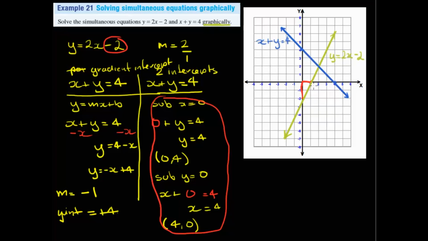You can see that these two lines intersect at that point there, and that point just happens to be the point 2, 2. So the point of intersection is 2, 2. Now that's what simultaneous equations mean. It's the one point where these two lines simultaneously intersect. In other words, these two lines hit that point simultaneously, and that's our solution.